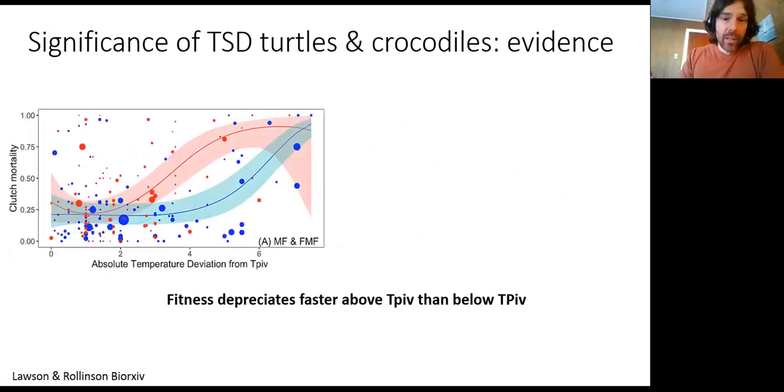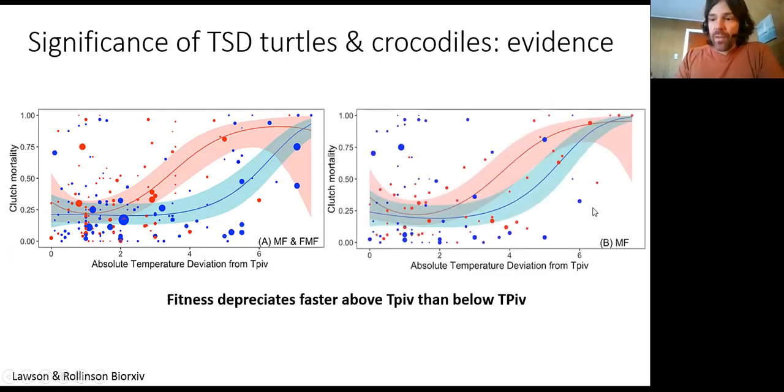And this is what the data look like for the MF and FMF species combined. And you can see that in red here, we have absolute deviation from pivotal temperatures above TPIV. And you can see that mortality is accumulating a lot faster, rising a lot faster with temperature than below TPIV. And that's more or less the case as well when we just look at the MF species. It's pretty messy data. Keep in mind, we're just combining various different experiments here with a random effect for study. But it does seem to support the main hypothesis, the main prediction.